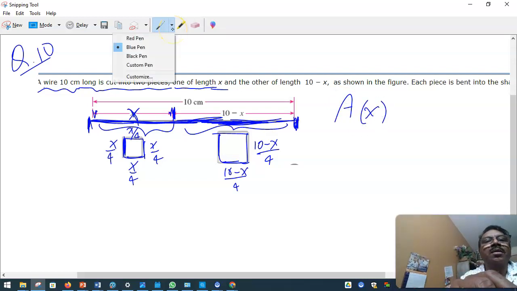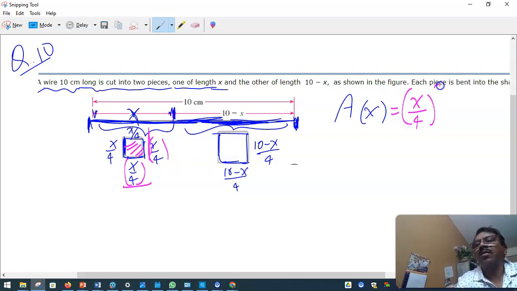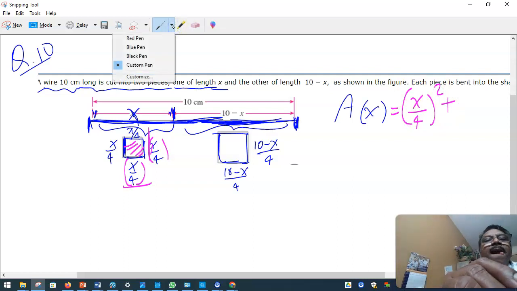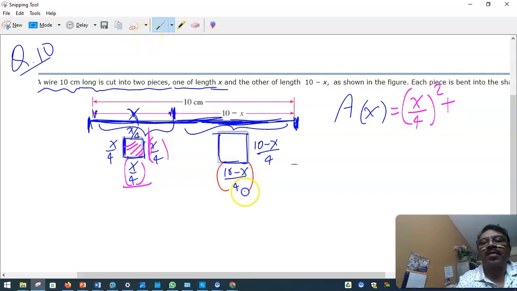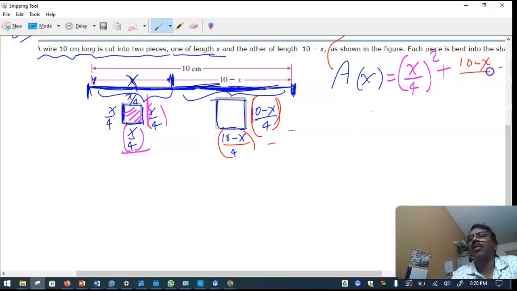For the first one, let's see, what is the area here? So area becomes the length times the width, right? So both are x divided by 4, and then square. And the second one, as I said, will be 10 minus x because this is going to be the length, which is 10 minus x. And this also is 10 minus x divided by 4. So this is going to be like this.